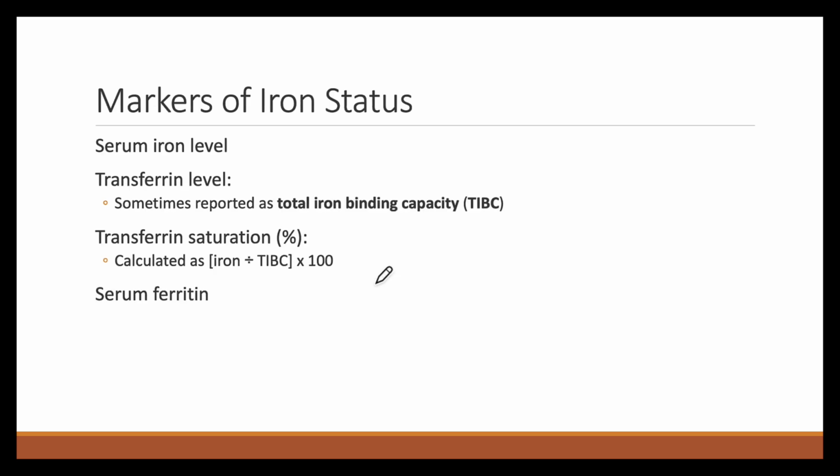As I said before, these key players can actually be measured in the laboratory, such as serum iron, transferrin level, which is sometimes reported as total iron binding capacity, or TIBC, transferrin saturation, or iron saturation, and serum ferritin. These are collectively known as the iron panel or iron studies. Different names are used in different institutions.